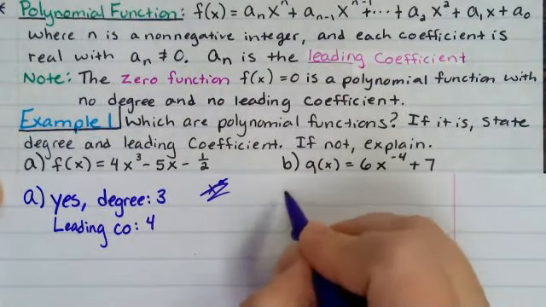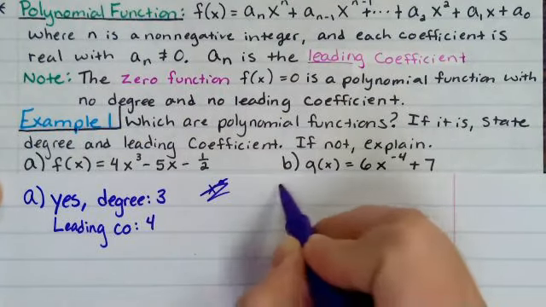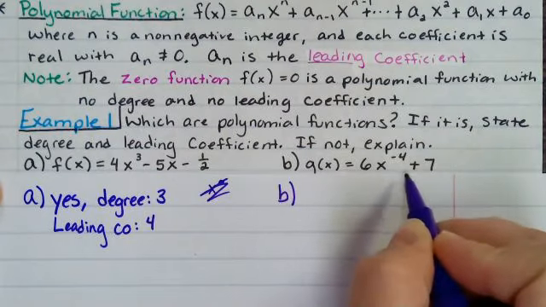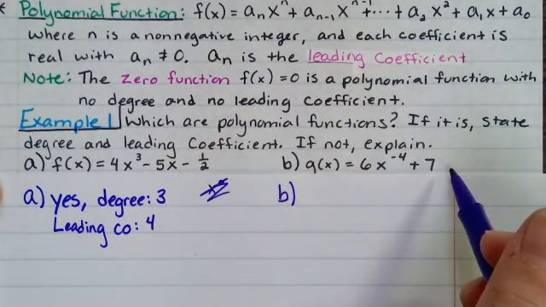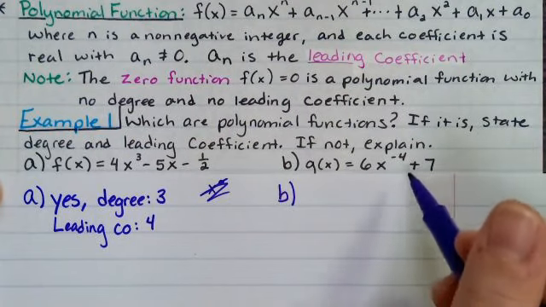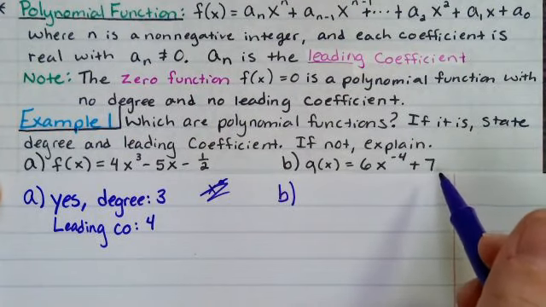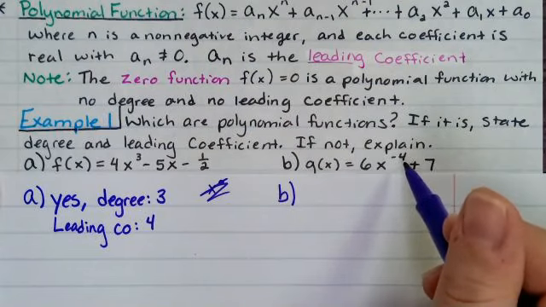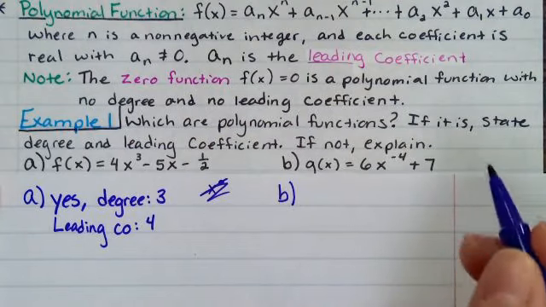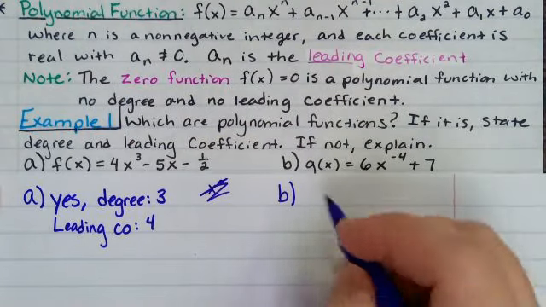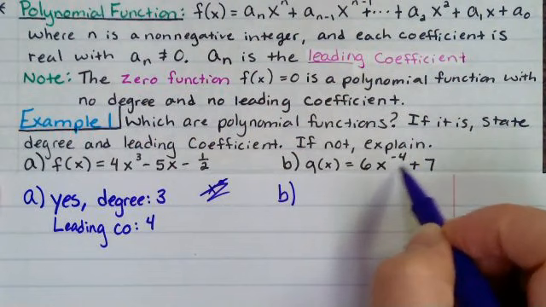All right, here we go with B. This time we see a function 6x to the negative 4th plus 7. So we're asking, are all of the exponents non-negative integers? No. Negative 4, that's not non-negative. Wow, that's a lot of not nons. Anyways, this is a negative number.